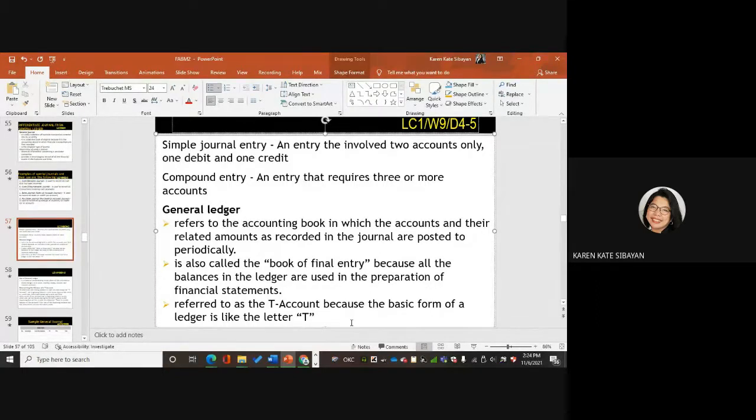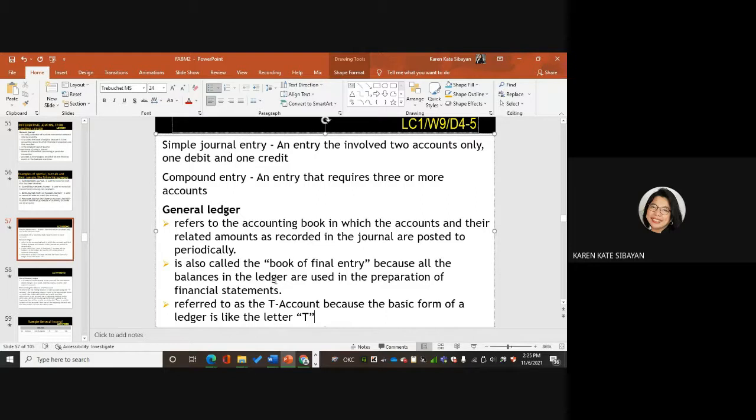So, general ledger refers to the accounting book in which the accounts and the related amounts as recorded in the journal are posted to periodically. So, after mo mag-entry, kunwari after a month, natapos mo na, ipopost mo na siya ngayon sa ledger mo. So, for example, kung November 1, nagkaroon ka ng cash transactions and investment. So, pupunta ka ngayon sa iyong cash, susulat mo doon, then, pupunta ka naman uli ngayon sa iyong capital. Okay? Then, ilalagay mo uli yun.